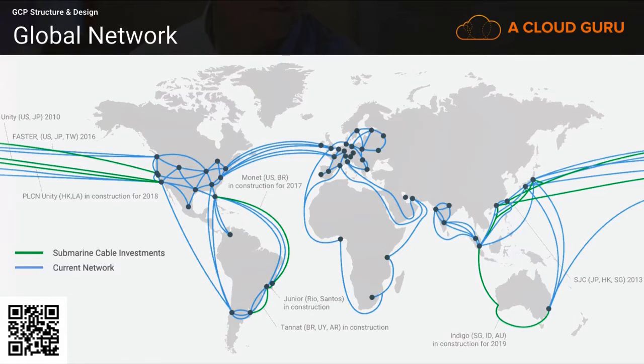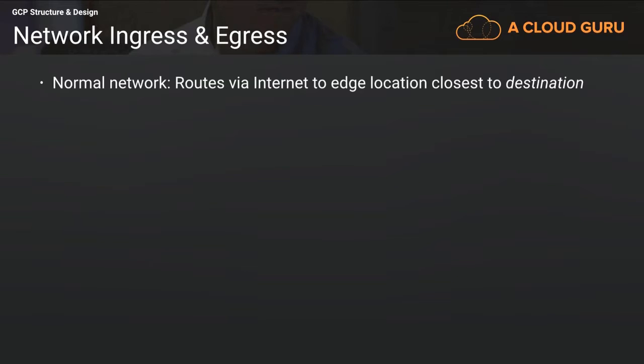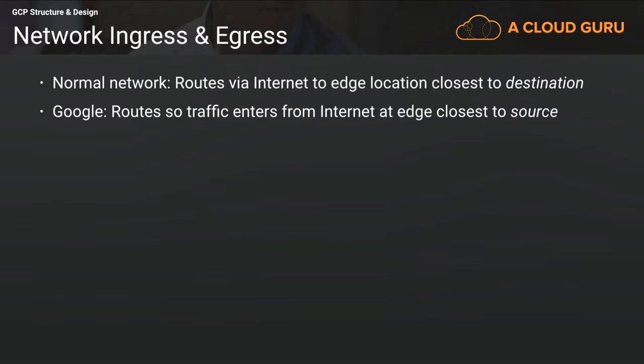This map shows Google's private global network, and each of the dots represents a place where data can either enter or exit that network. Usually those interchanges are with the public internet, but it's also possible to have private interconnections with Google's network. So let's take a closer look at what this network means. Normally, you'd expect data to travel on the public internet to the place that's closest to the destination. Then it would connect into the private network of that particular data center. But with Google's network, data can actually travel to the connection point closest to the source. And this enables some very interesting scenarios.